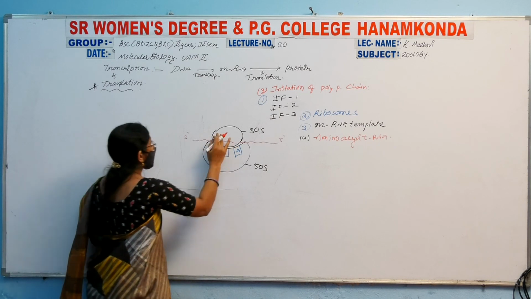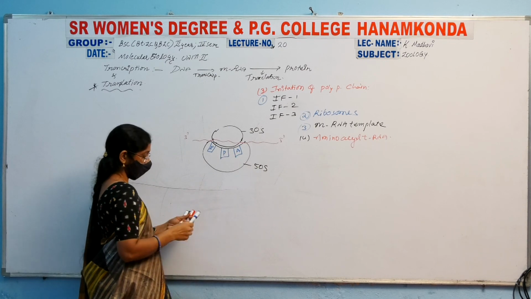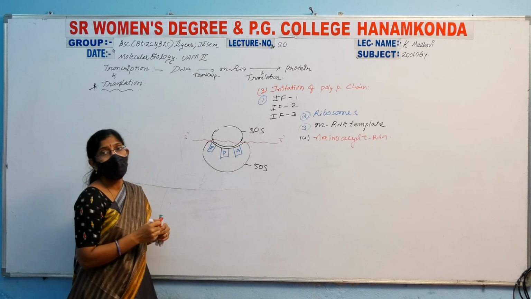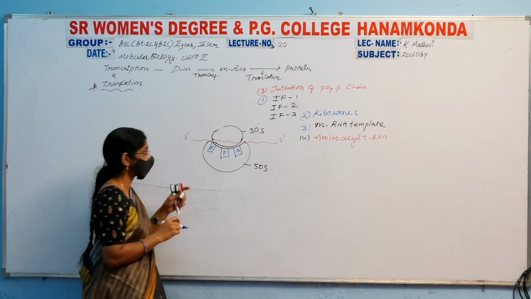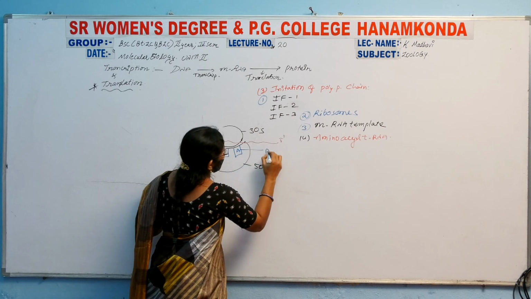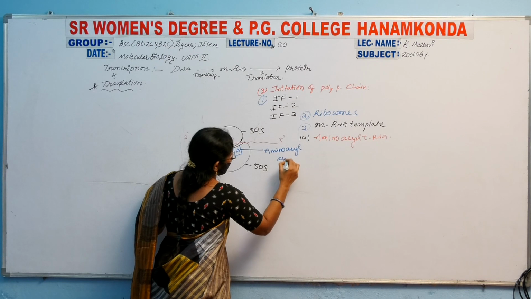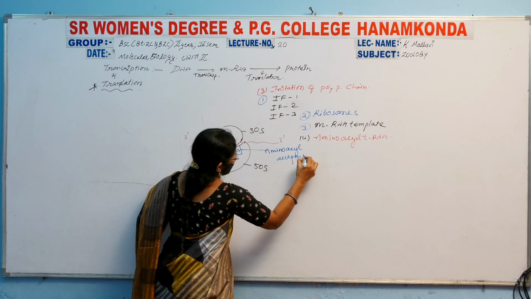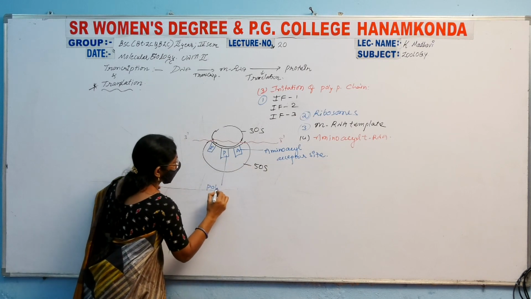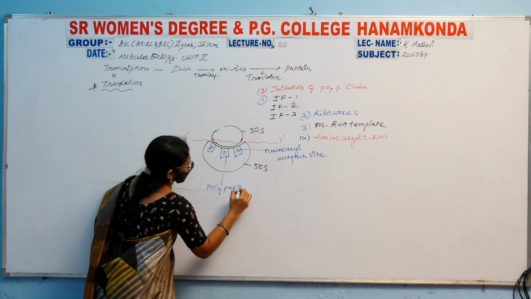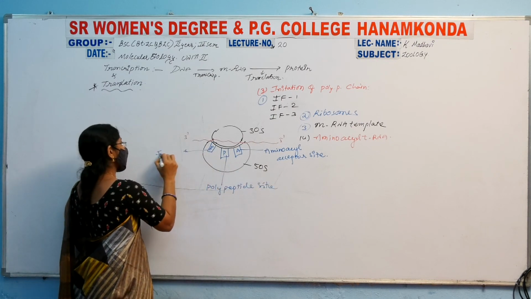Let us see here. This is the acceptor site, or what we say the amino acyl acceptor site, region or site. This one is the polypeptide site, and here E is for the exit site.